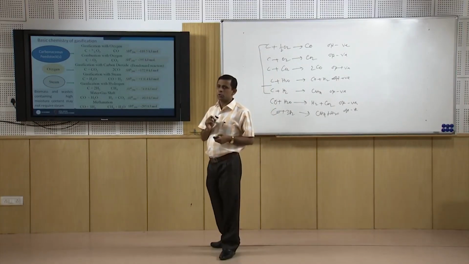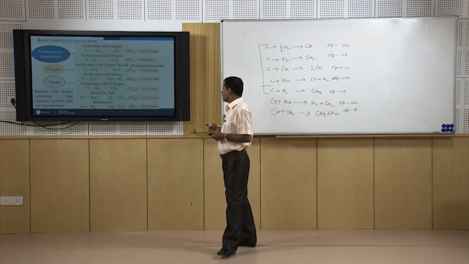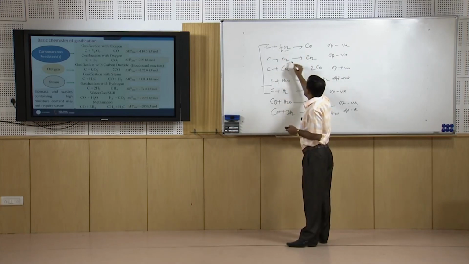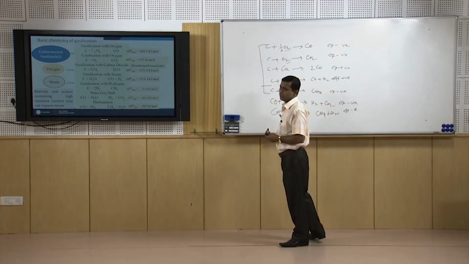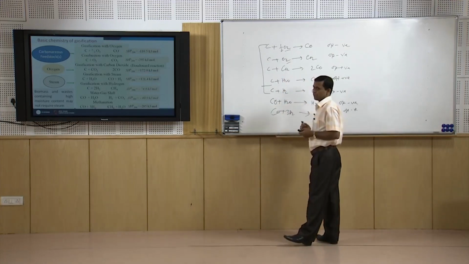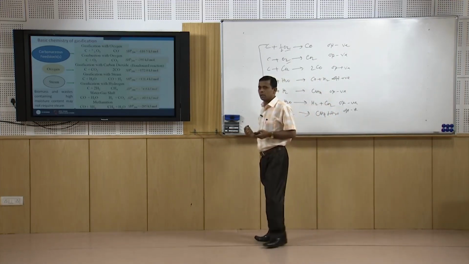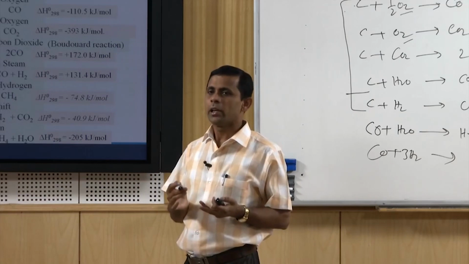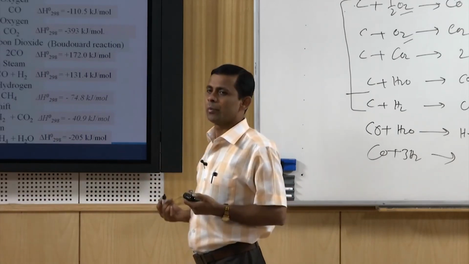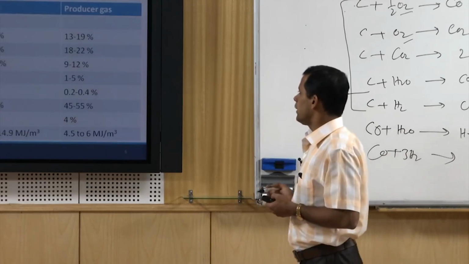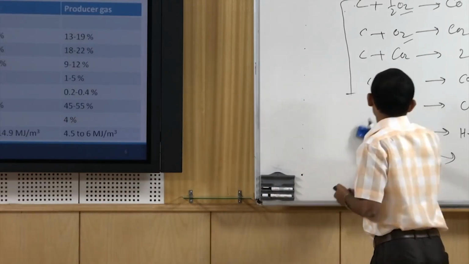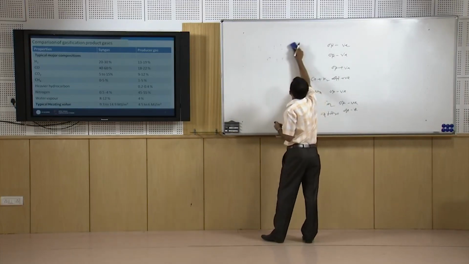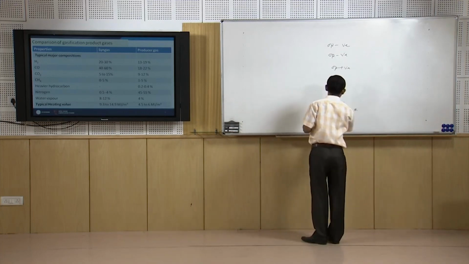Now, if air is used, the same reactions will go on, but additional nitrogen will also come into the gasifier and be present in the produced gas. That will give the producer gas. It will reduce the heating value of the produced gas and increase its nitrogen content. Now, we will see the difference between these two gases: syngas when oxygen is used and producer gas when air is used.